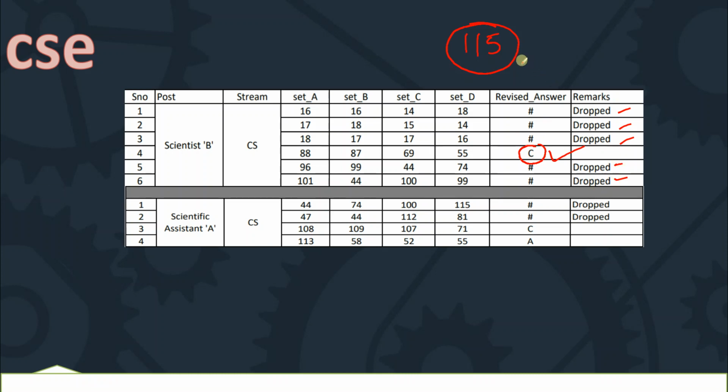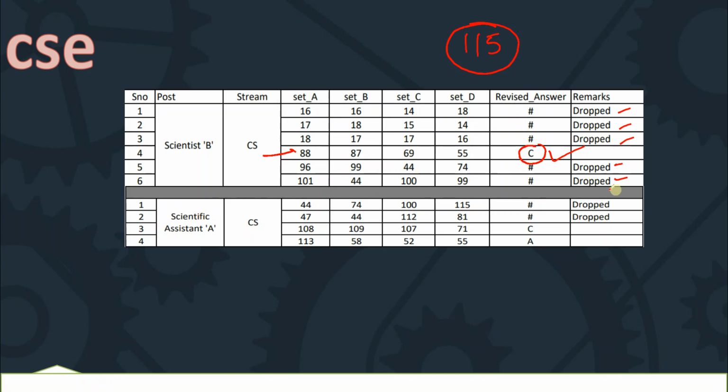So overall, out of 115, you need to calculate your score. And definitely the cutoff will not be affected much because only one change is there, okay? So whatever expected cutoff I suggested in the last video, definitely you can go with that, right?